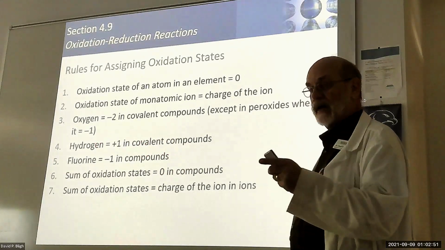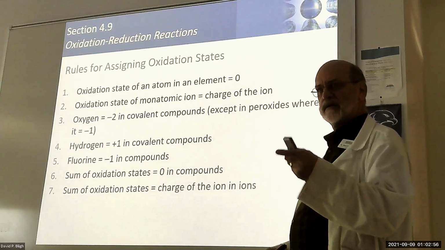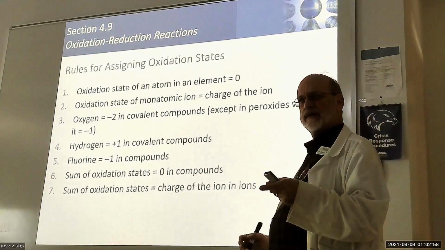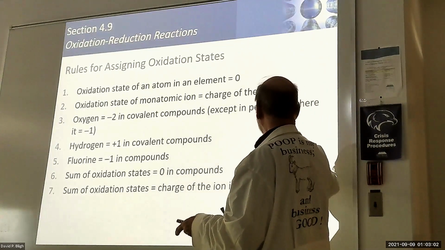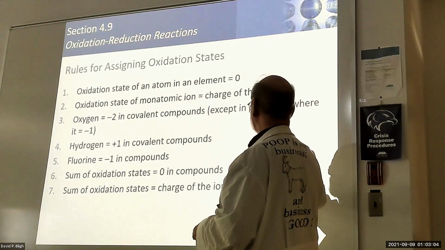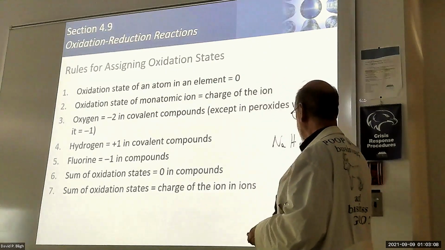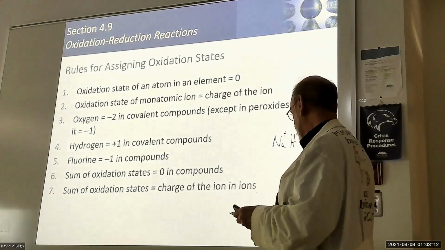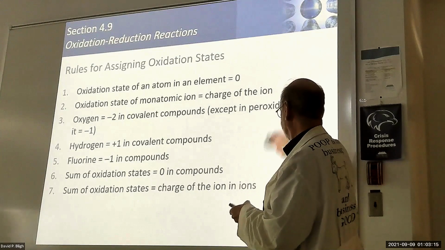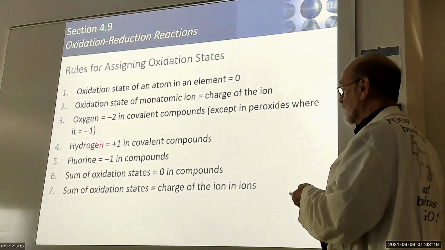In ionic compounds, I think there was one on the test. Was it sodium hydride? If it's a hydride of a metal, say sodium, sodium hydride, this is +1 and that's -1. That's the exception. But in covalent compounds, hydrogen is +1.